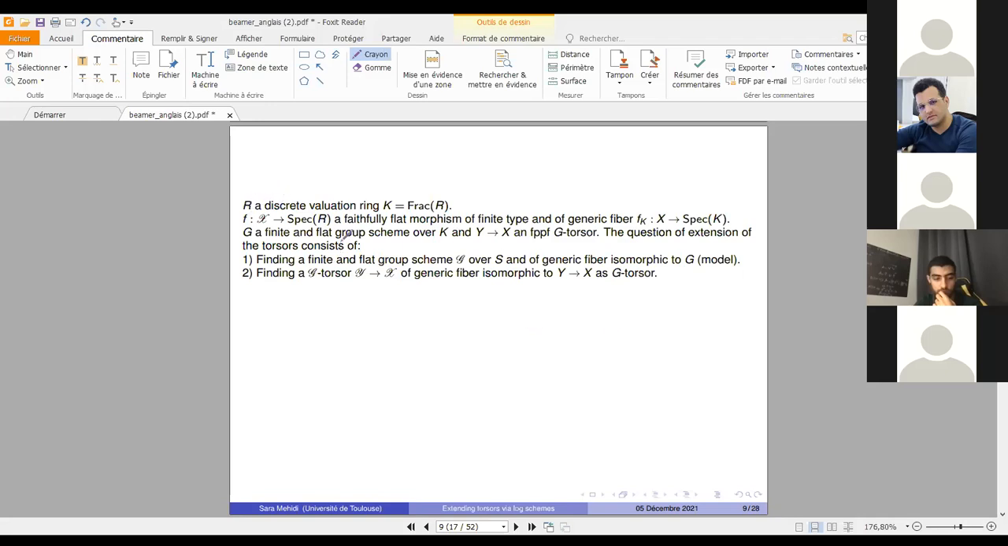I denote R a discrete valuation ring. This is a ring where I have only one maximal ideal and one prime ideal. Well, primes are maximal ideals, so here I have only one maximal and one prime ideal. And I write K for the fraction field of R. I write F for some morphism, some family of curves over Spec R.